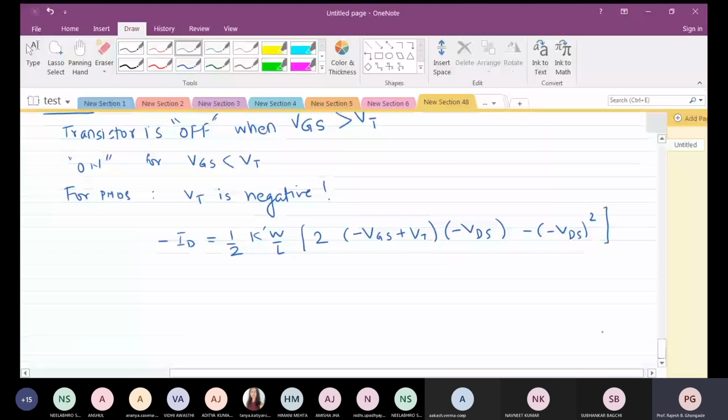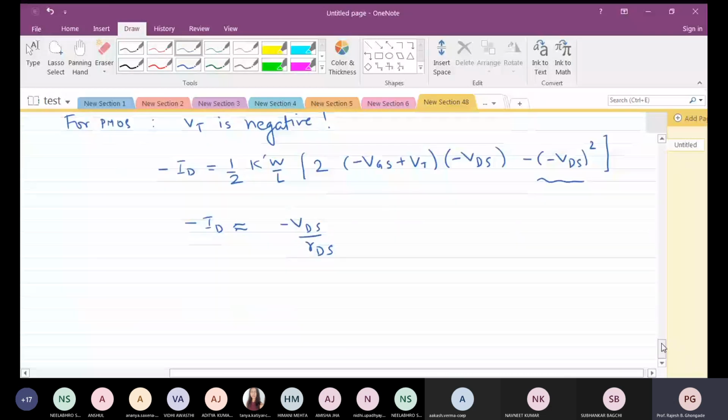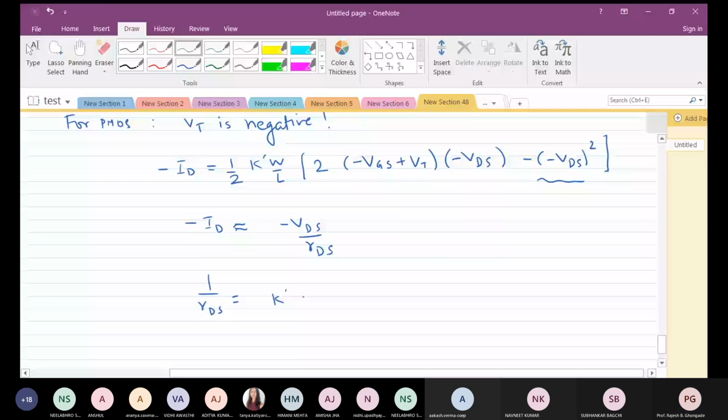Now again we can say that dropping this VDS term, because it is very small, the square of that small term will still be smaller. So in this triode region, I can again say ID is nearly equal to, let us say, minus VDS by RDS. It is the same kind of equation that we have seen yesterday, where again 1 upon RDS happens to be K dash W by L into minus VGS plus VT. Just remember these equations for the different types of transistors.